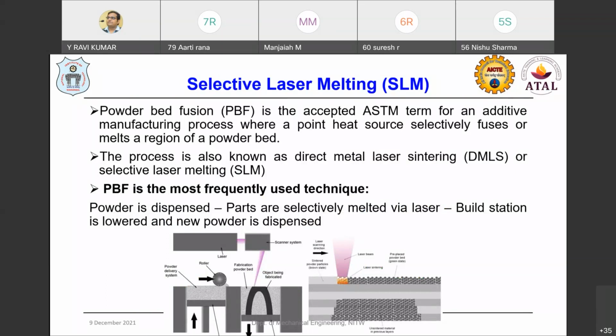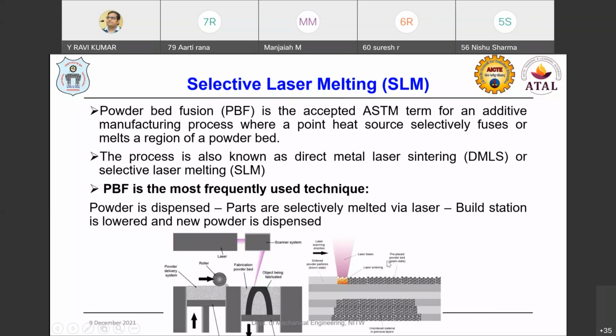In this powder bed fusion process, selective laser melting is a powder bed fusion process. It was accepted in the ASTM terminology for additive manufacturing processes, where a point heat source selectively fuses or melts a region of the powder bed. The powder is spread entirely over the build plate or the build platform area. This laser beam, a point heat source, is going to selectively melt according to the 3D CAD model design we feed into the system. Based on that, the laser is going to melt the powders in the build platform area.